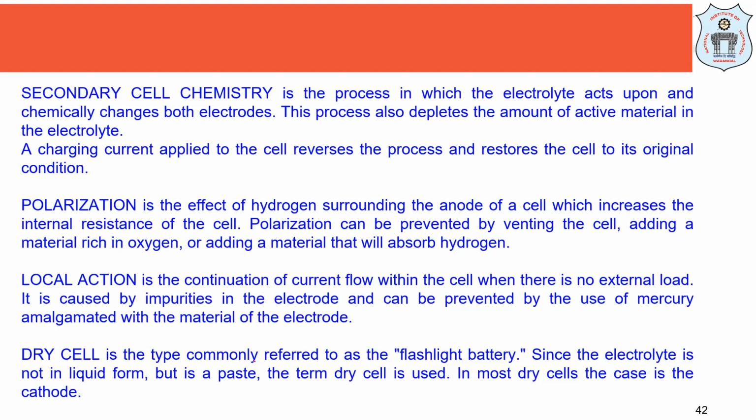And we have seen what is a dry cell. It is commonly referred to as a flashlight battery. The electrolyte is not in liquid form, but in the form of a paste. The term dry cell is used because we don't have a liquid electrolyte there, we are using a paste electrolyte. In most dry cells, the case material is the cathode. Okay, so the cathode will be the case material, and the anode will be the center part.